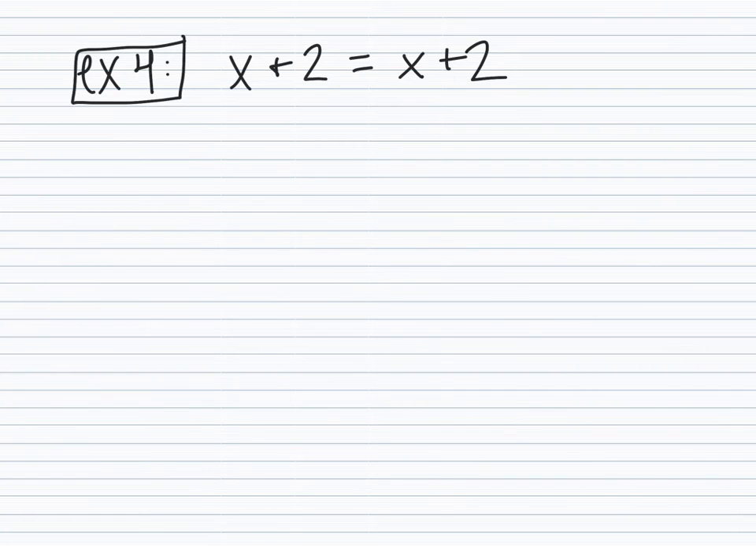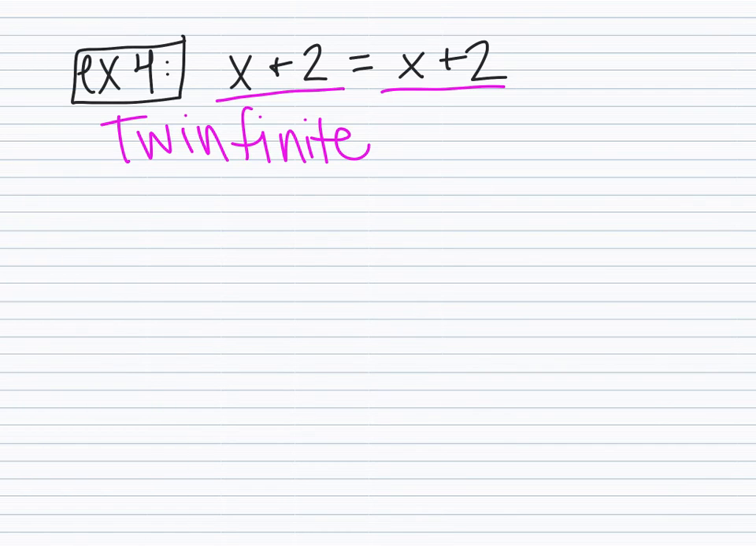Okay, so here is another example, example 4, and we are going to first figure out the type of solution. So if we have x plus 2 equals x plus 2, right away I can see that it's the same exact expression on both sides, and that means it has infinite solutions.